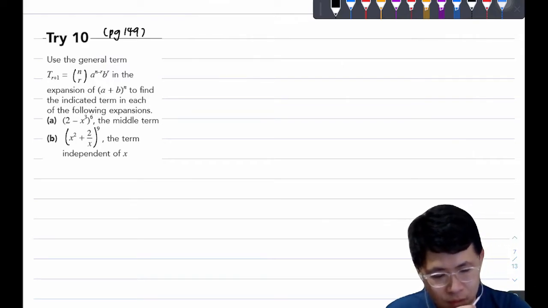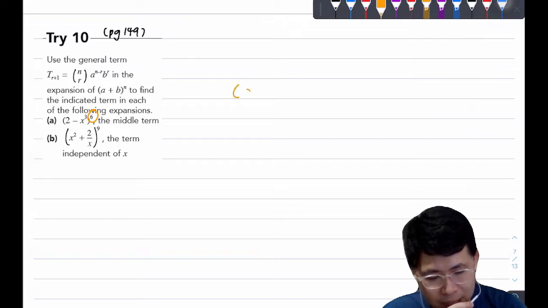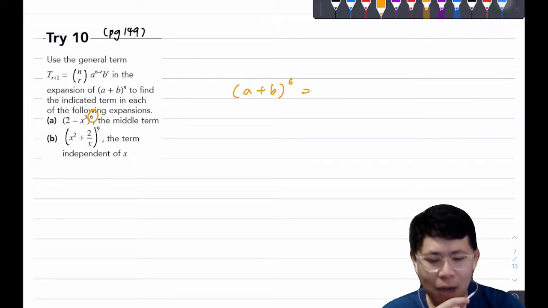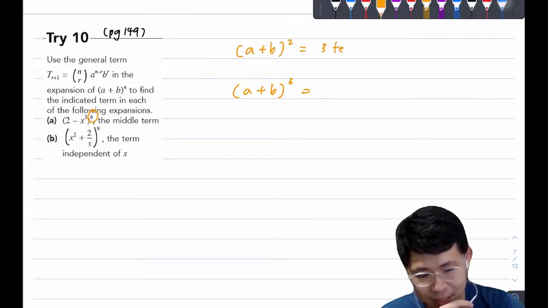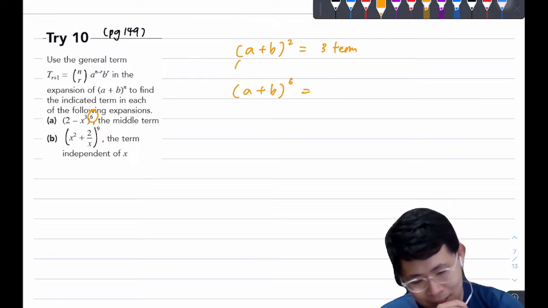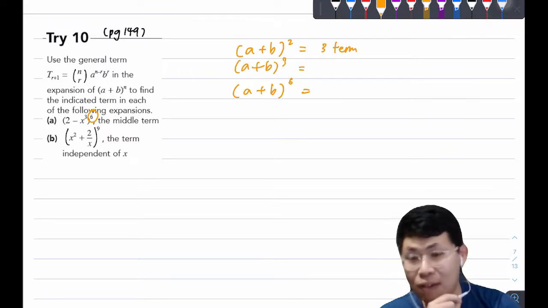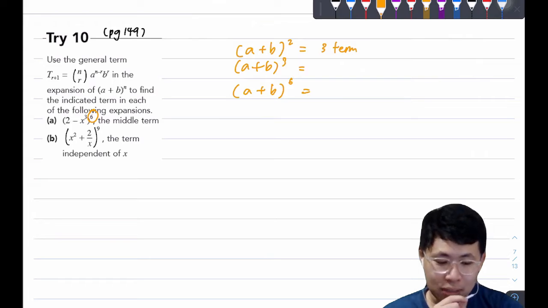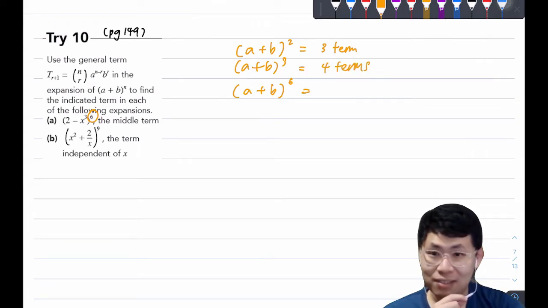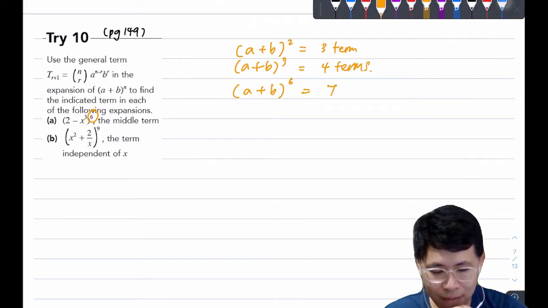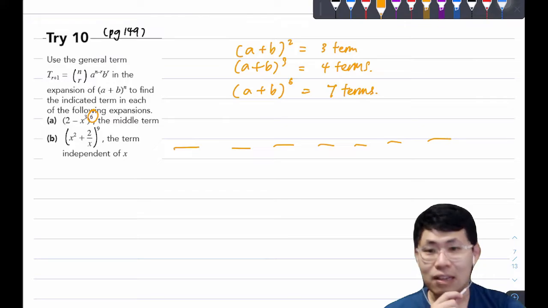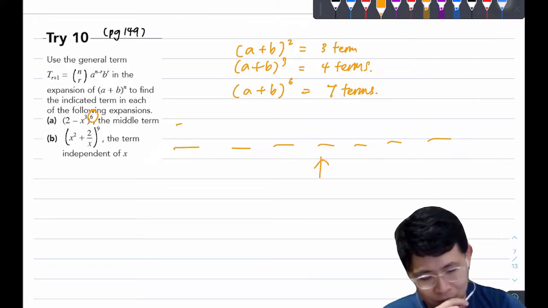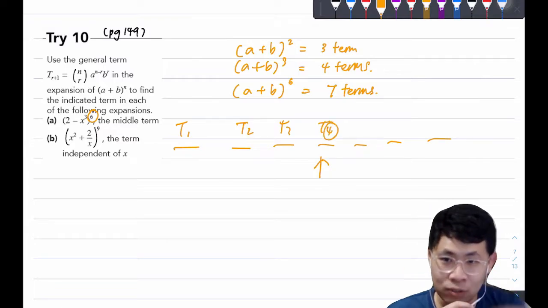Okay, so take note, when we expand (a plus b) to the power of 6, remember how many terms do we have? For (a plus b) squared, we have 3 terms: a squared plus 2ab plus b squared. For (a plus b) cubed, how many terms? 1, 3, 3, 1, so we have 4 terms. Remember the coefficients. So for the power of 6, we actually have 7 terms. So which one is the middle term? This is term 1, term 2, term 3, term 4. So we are looking for term 4 actually.